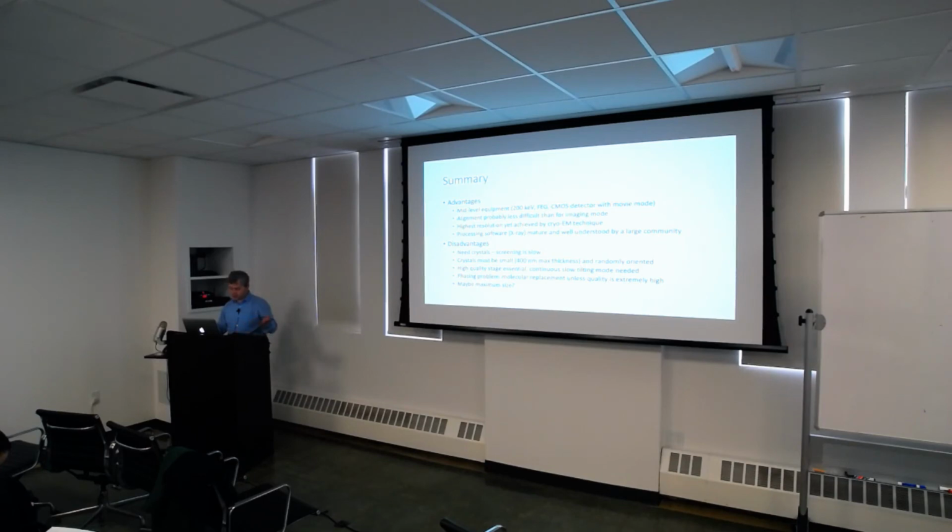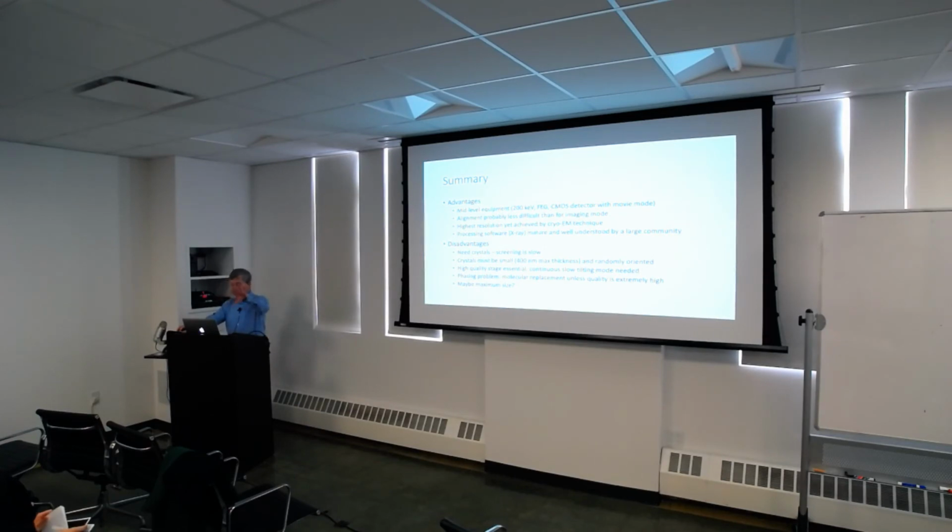The disadvantage is obviously you need crystals, and screening is slow. If you don't have crystals you can't do it, or if the crystals are invisible it's hard to screen. But once you get crystals, you're okay. The crystals do have to be small and ideally randomly oriented so that you can fill in everything. You need a very high quality stage to be able to do this continuous rotation, so that's a bit of a limitation. If you have a bad stage, it's just not going to work. If you're tilting it and it's always moving out of the field of view, it's not going to work. So the scope still does have to have some sort of good quality.